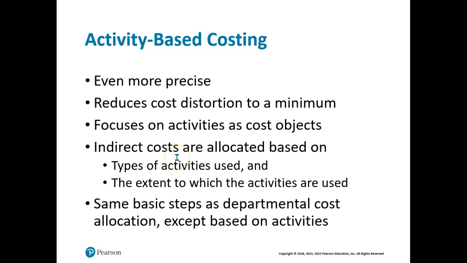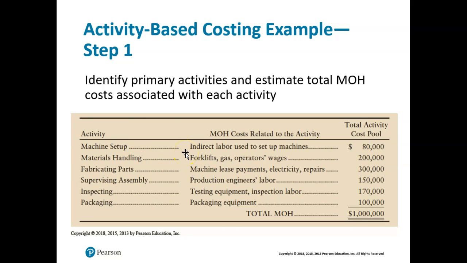The indirect costs are allocated based on the types of activities and the extent to which the activities are used. So we've gone from departments to activities, and the basic steps are the same as in the departmental allocation, except rather than departments, it's based on activities. Sometimes it looks really confusing, but it isn't. Just try to keep it simple in your head. The first thing we want to do is figure out what the activities are. Rather than having departments, we've got a lot of activities.